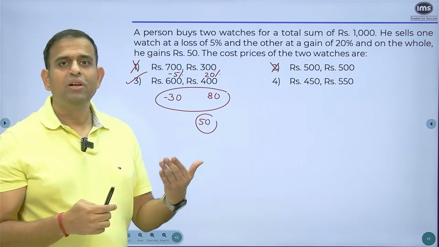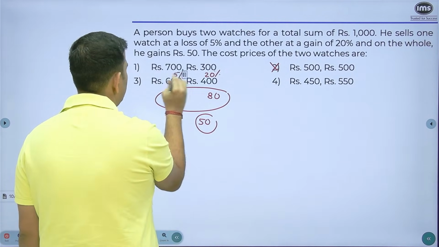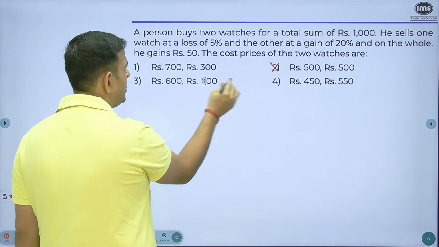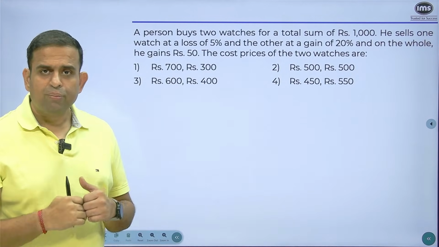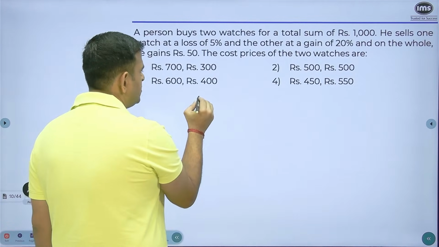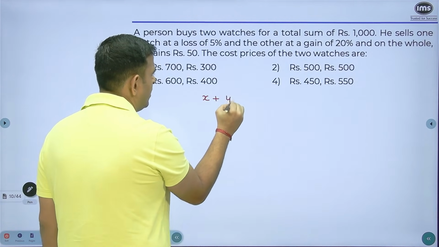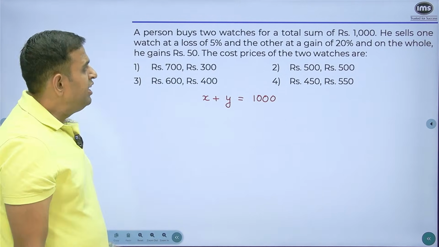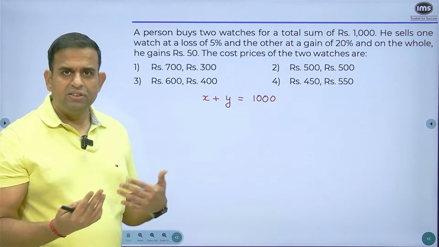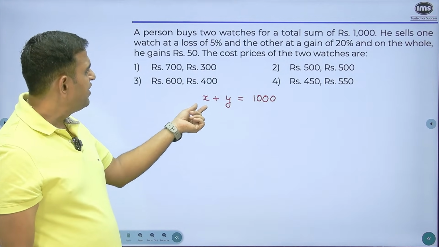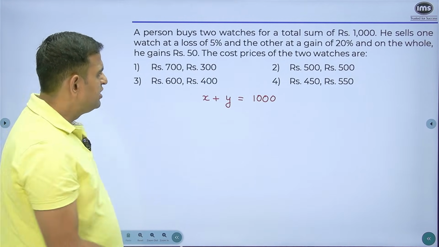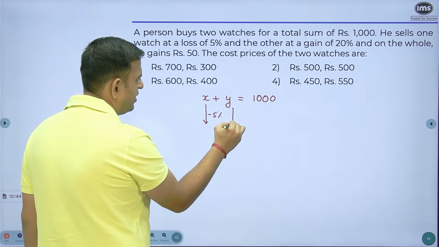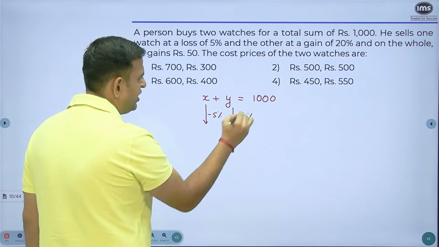Now, what about the normal conventional method? If I go with the normal conventional method, I am going to assume two variables. Let's say the price of one watch is X and the price of the second watch is Y. My first equation simply becomes X plus Y equals 1000. He sells one of the watches; you can take whichever, it doesn't really matter. Suppose we are losing 5% on this, and gaining 20% on this.